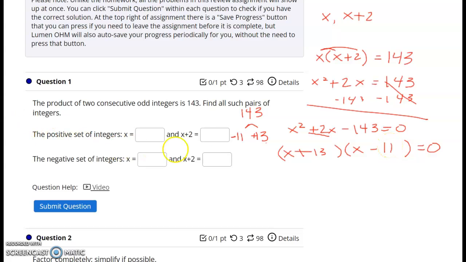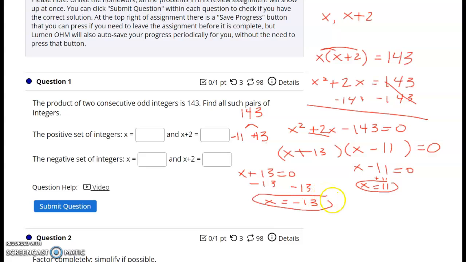Okay. Last step here is we want to set these equal to 0 and solve. So x plus 13 equals 0, minus 13 on both sides, so we get x equals negative 13. And then similarly, x minus 11 equals 0. Oops, add 11 to both sides, so x just equals 11. So those are the two answers we got, but it's kind of weird because 11 and negative 13 are not consecutive odd integers. So basically what has happened is we've gotten two different x values that will work. So one of them is 11 and one of them is negative 13.